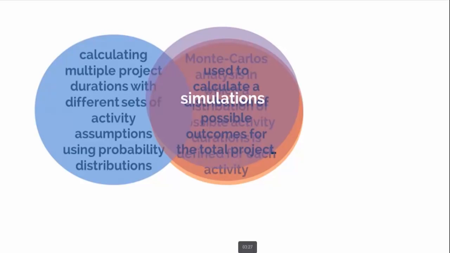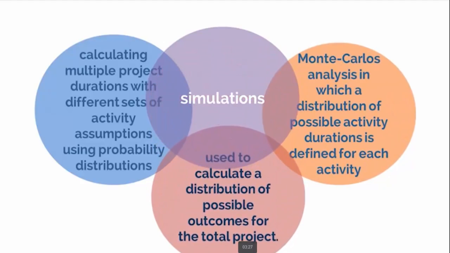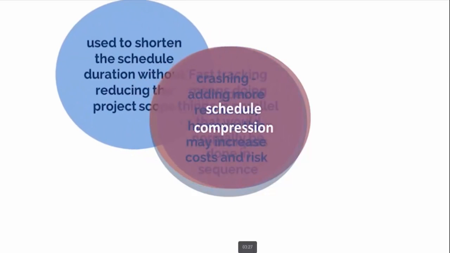The most common technique is Monte Carlo analysis, in which a distribution of possible activity durations is defined for each activity and used to calculate a distribution of possible outcomes for the total project. Schedule compression is also a tool and technique here used to shorten the schedule duration without reducing the project scope in order to meet schedule constraints, impose dates, or other schedule objectives.